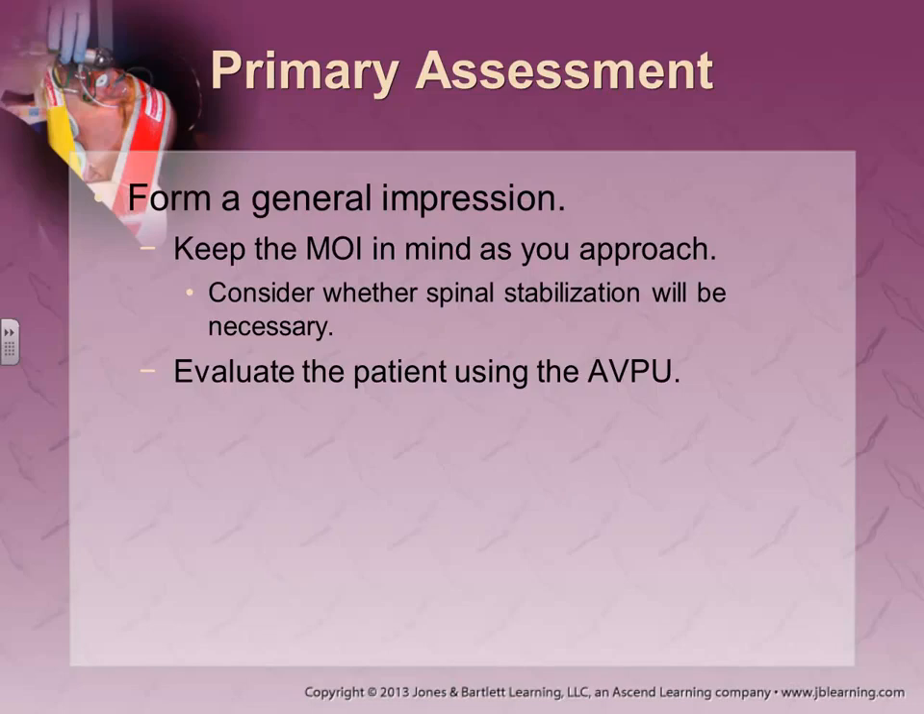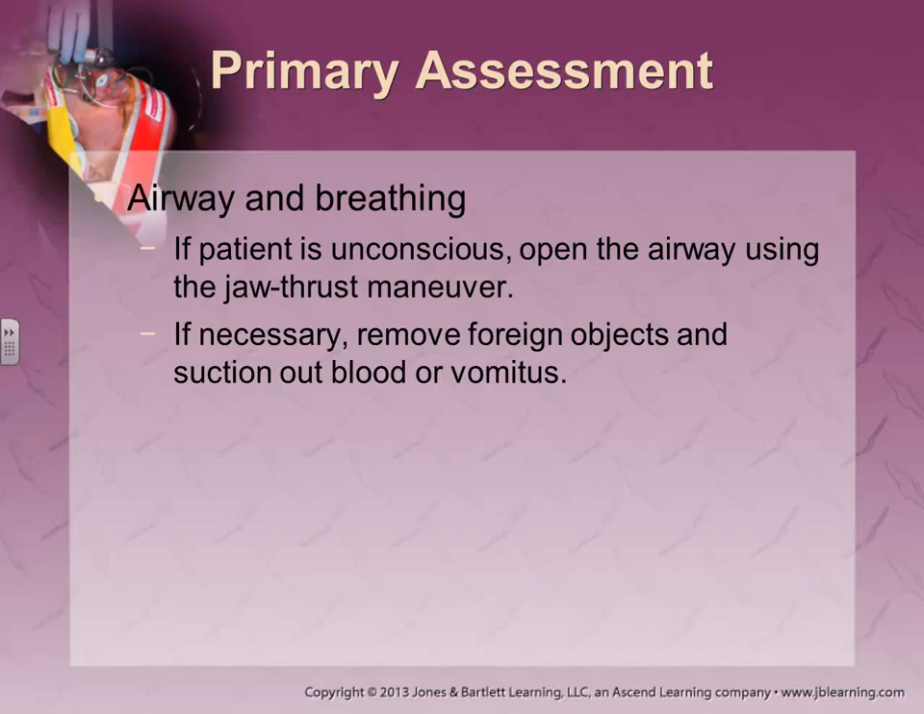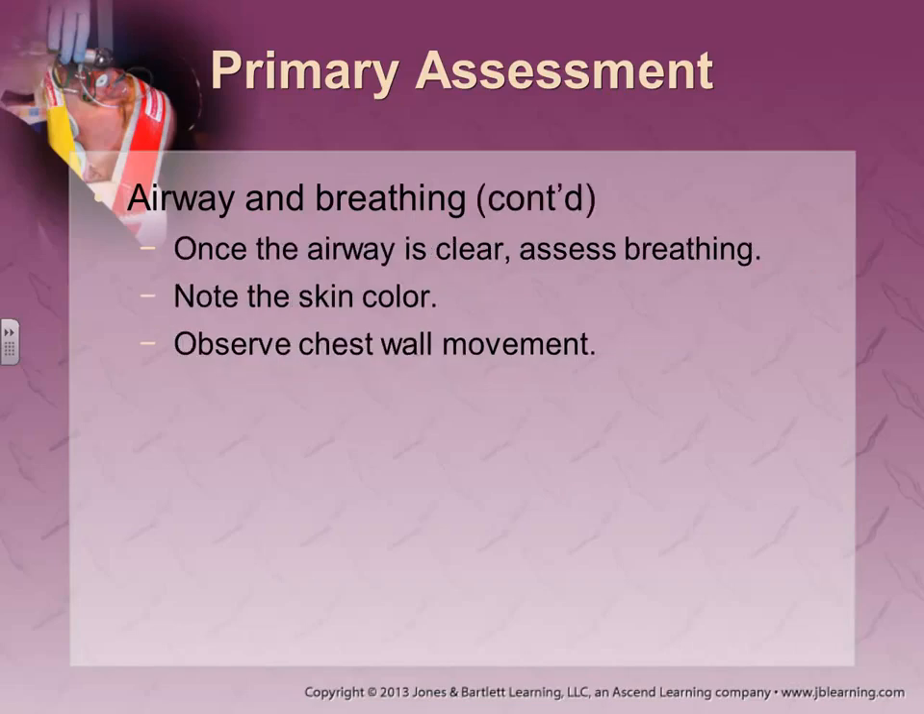Your primary assessments, where your general impression is going to come in. Either this is a really bad scene or we can handle it a little bit. We talked about in detail your mechanism of injury earlier. And then consider whether spinal stabilization will be necessary. You know what to do if they're not breathing, right? We're going to assess all of our ABCs, right? Without A, you can't have B. Without A and B, you can't have C, right?